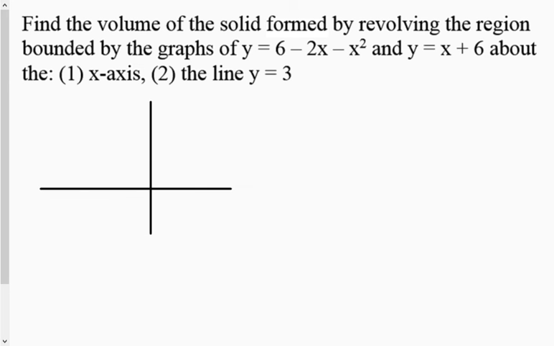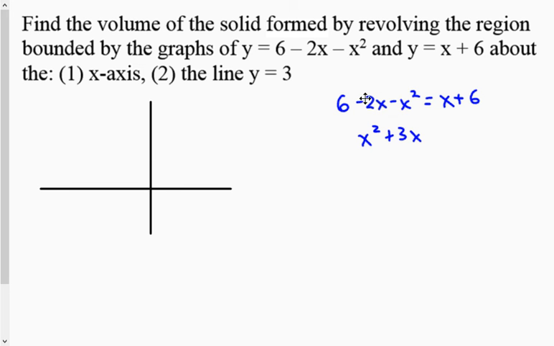Now, the first thing I'm going to do is figure out where these functions intersect. Where does 6 minus 2x minus x squared equal x plus 6? So I'm going to bring everything to the right-hand side. The x squared becomes positive. 2x plus x would be 3x.